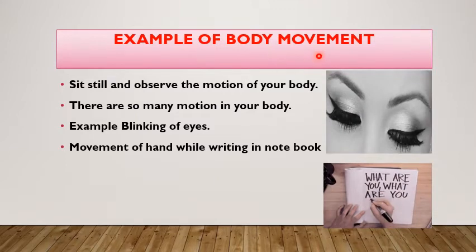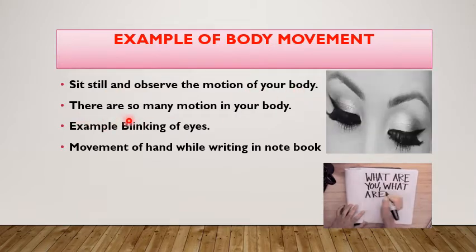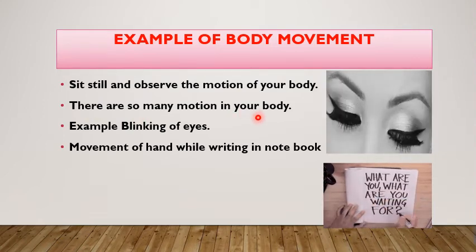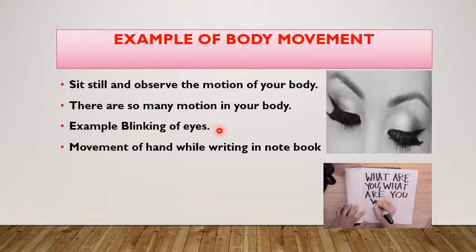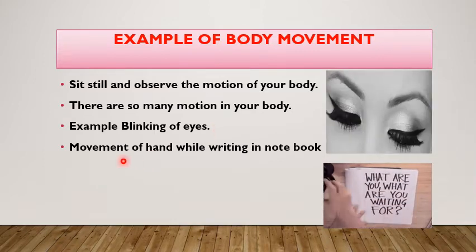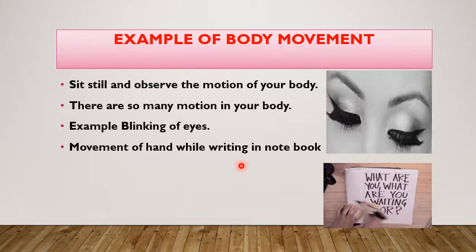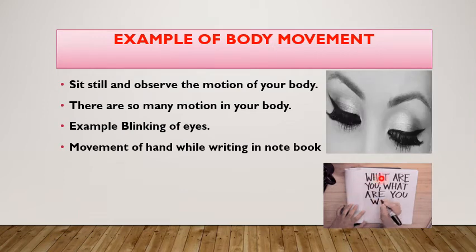Example of body movement. Sit still and observe the motion of your body. There are so many motions in your body. When you are sitting, for example, blinking of eyes. Even if you are doing nothing, your eyes blink. Movement of hands while writing in the notebook. Your whole body is not moving, but when you are writing, then your hand is moving.